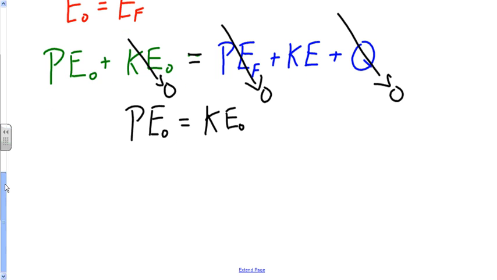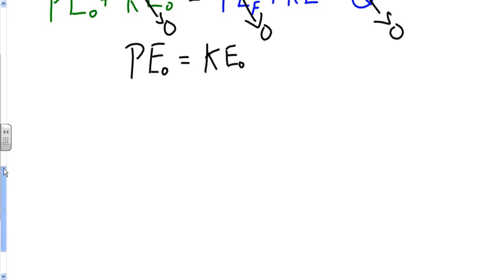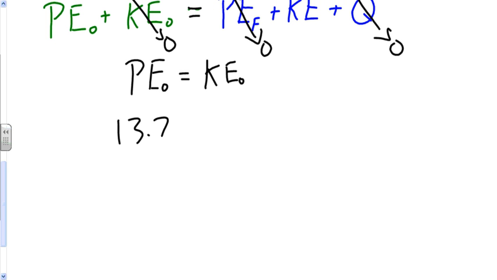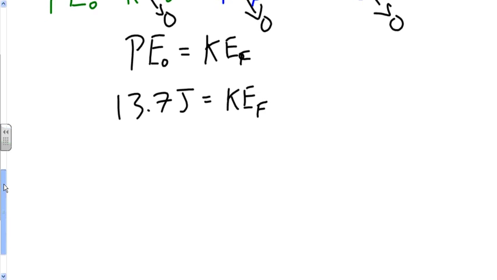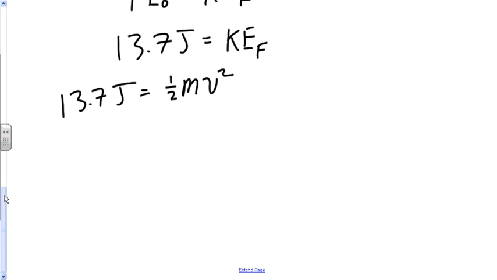What that means is the potential energy we just solved for, that 13.7 joules, equals the kinetic energy of the apple when it hits Newton in the head. Final. So I'm going to take 13.7 joules and set it equal to the kinetic energy, and I'm going to use my kinetic energy equation, KE equals 1/2 m v squared. And now I'm going to plug in for m, and then I'm going to solve for my velocity.